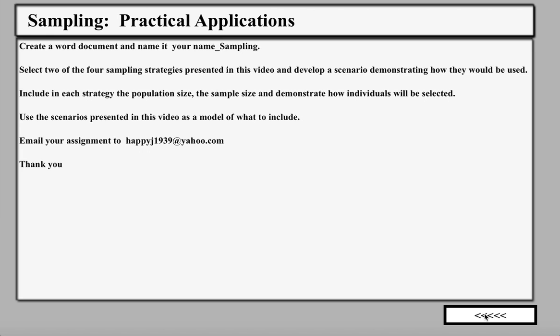Well, good. Okay, your turn. So create a Word document and name it your name and underscore and sampling, and select 2 of the 4 sampling strategies that we presented in the video and develop a scenario demonstrating how they would be used. Include in each strategy population size, sample size, and demonstrate how the individuals will be selected, and use the examples or the scenarios presented in the video as a model of what you should include.